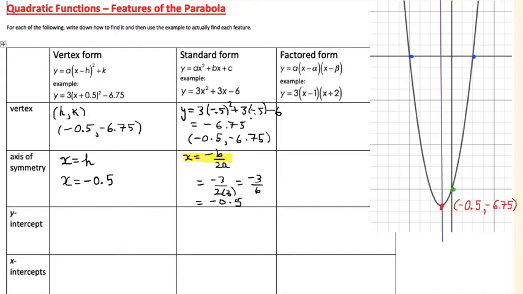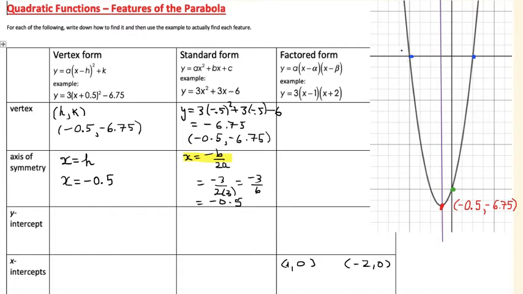Okay, let's go on to the factored form. And before we do the vertex and the axis of symmetry, from the factored form, what we can right away say is what the x-intercepts are. Okay, so those are (1, 0) and (-2, 0). Notice again, this is expressed with negatives, so the signs do have to be switched. So that's these points right here.